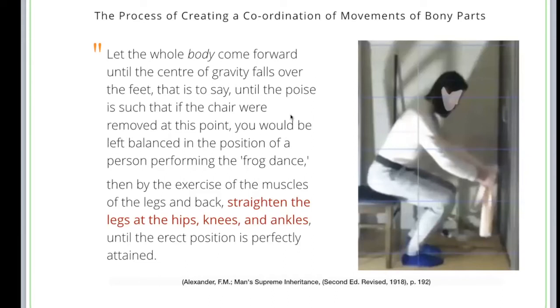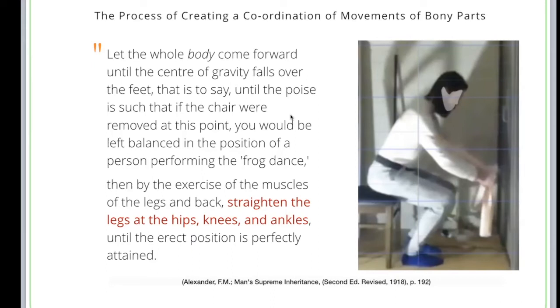Again, the body here is not the whole body as we consider it, but just the torso and, of course, upper limbs, which is arms and neck. But he says, let the whole body come forward until the center of gravity falls over the feet. That is to say, until the poise is such that if the chair were removed at this point, you would be left balanced in the position of a person performing the frog dance.